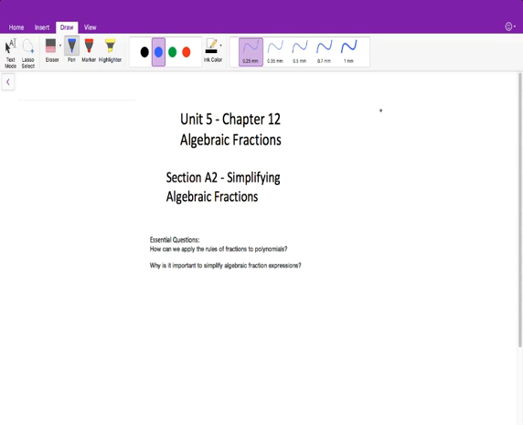All right, so now we're moving on to section A2. So it's still the same section, but now we're just going to go through more challenging and difficult algebraic, simplifying algebraic fractions. So it's just going to be a little bit harder than the ones that we were just currently doing. But the exact same essential questions we want to think about, but now we're just going to be doing a little bit more complex problems. All right, so let's go ahead and do some of these.